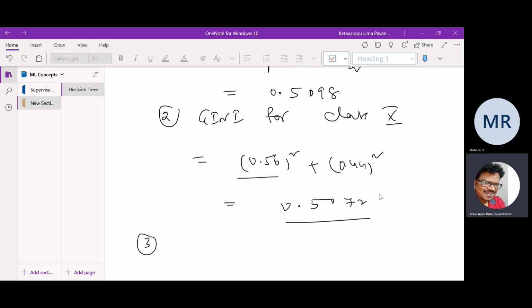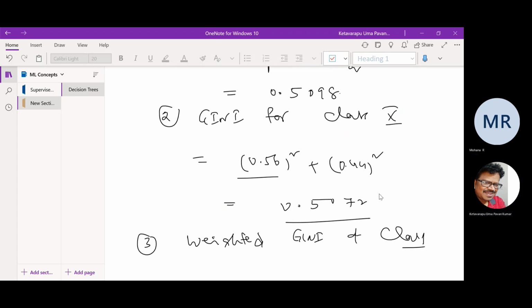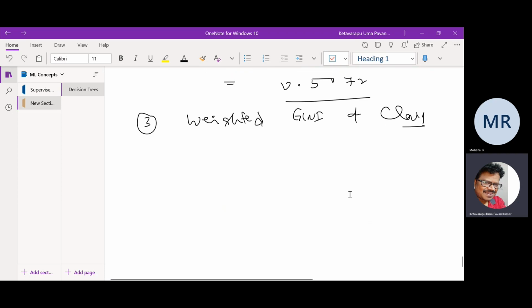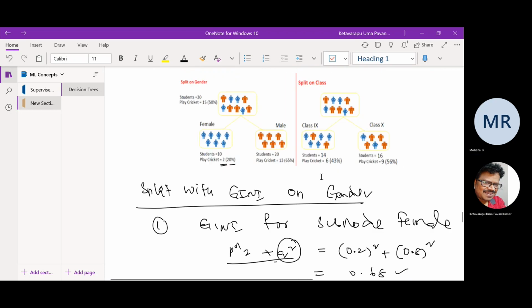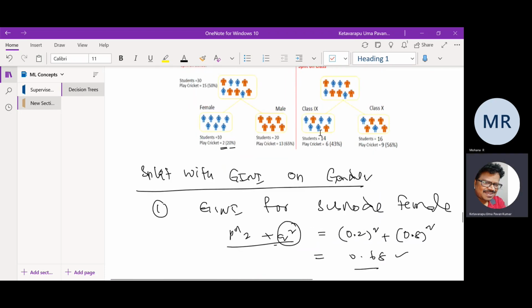But here, one more thing is the weighted Gini of class 9th and 10th. How do I calculate the weighted Gini, friends? In total, I have 30 students. How many are there from 9th willing to play, and how many from 10th? We should go back. Out of 30 students, class 9 and class 10, we have 14 and 16. 14 members are willing and 16 members are willing.